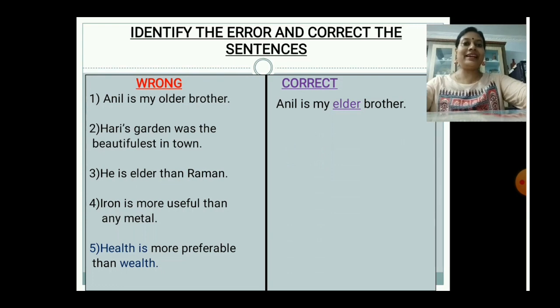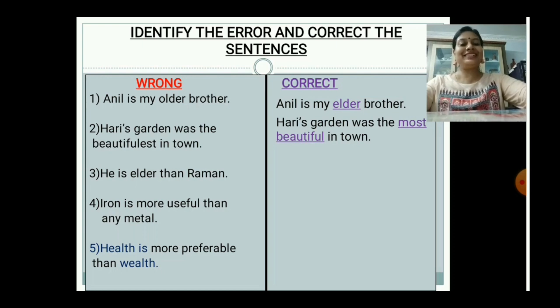Second one, Hari's garden was the beautifulest in town. So what is wrong in this sentence? The word beautifulest. So in place of beautifulest, we will use most beautiful. Hari's garden was the most beautiful in town.